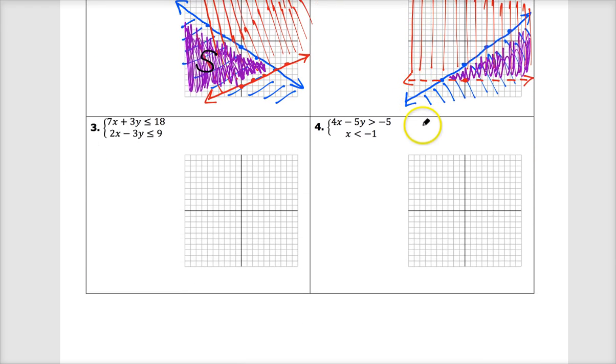Okay, going down to number 3, 7x plus 3y less than or equal to 18. So I need to put that equation in slope-intercept form first. So that means I'm going to subtract 7x from both sides to get 3y less than or equal to negative 7x plus 18, and then divide everything by 3 to get y is less than or equal to negative 7/3 x plus 6. So a y-intercept at positive 6, and then I'm going to go down 7 and right 3. This is a negative slope, so the line should be decreasing. And we'll connect those dots with a solid line.